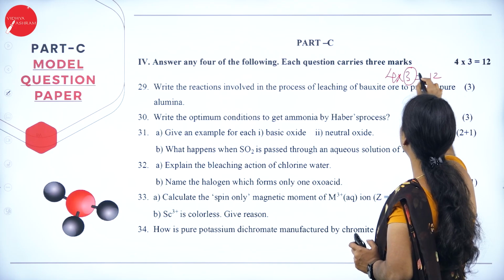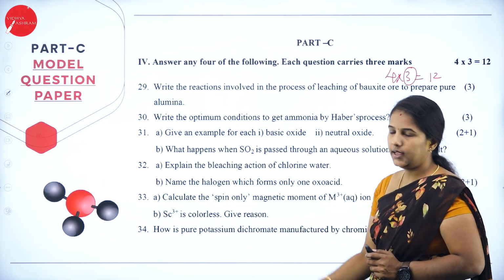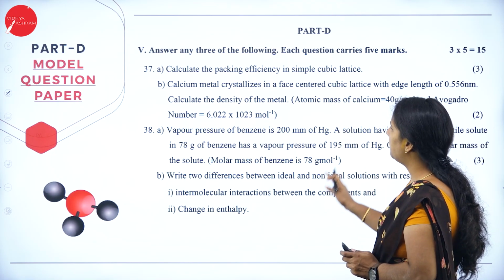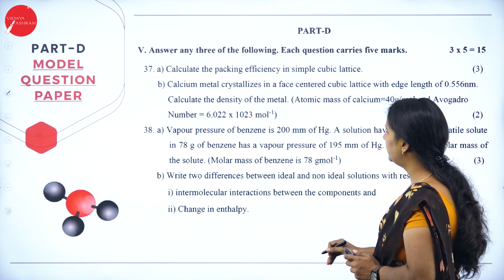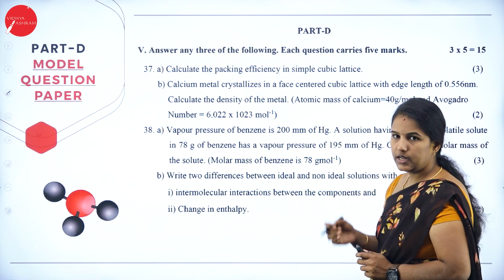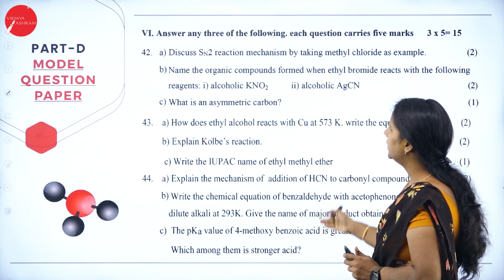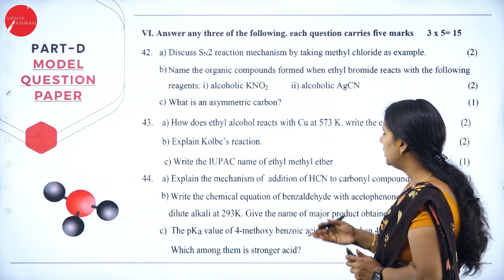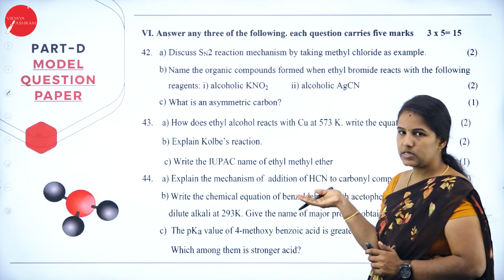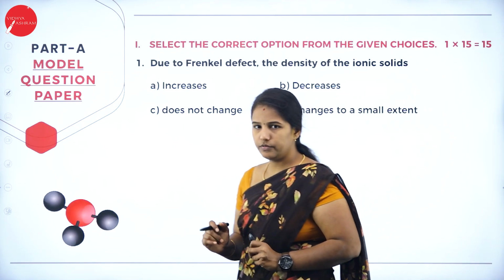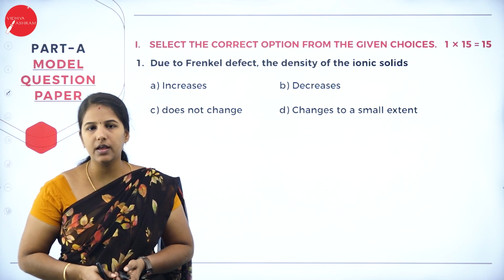So 4 3s are 12 marks, you can easily get it. Coming into the 5th main, as I said, that is in part D. This is the 5th main. You can see that this is based upon the physical chemistry question. Afterwards, you can say that the 6th main is the organic chemistry question. Okay. Now we will discuss one by one how the question will be raised.